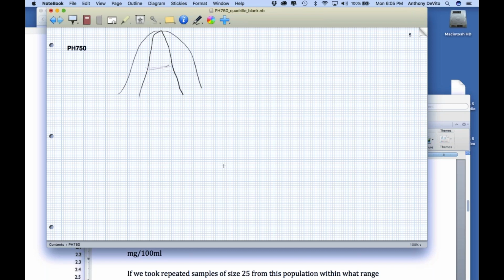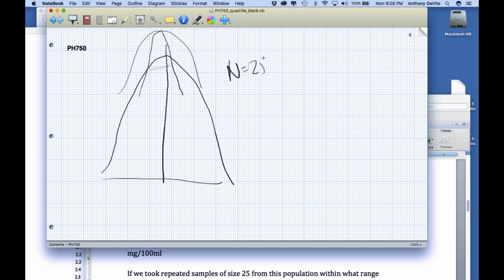I don't know why the undo doesn't work here. But, okay. So I'm going to draw it wide, but it's actually going to be a narrower standard deviation. So this is my distribution of all the possible sample average outcomes for sample size equal 25.